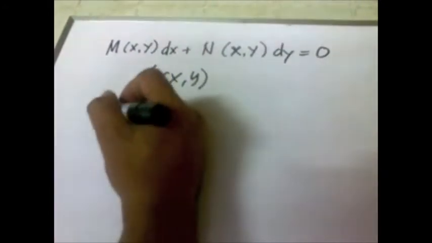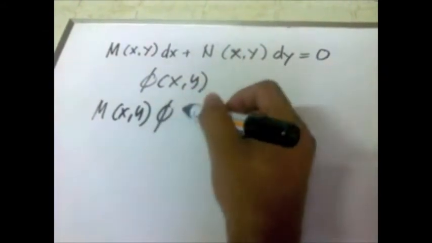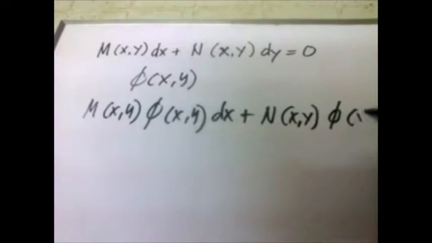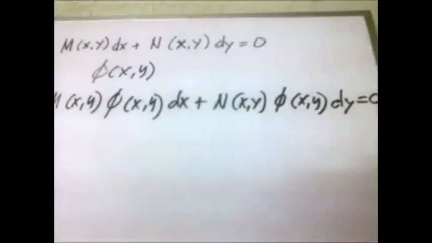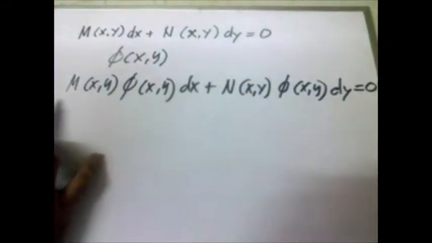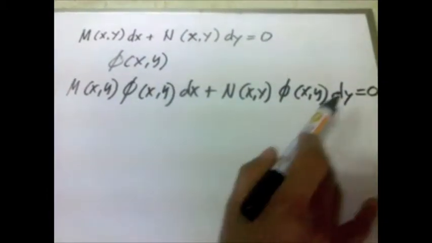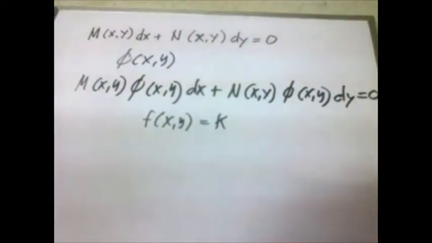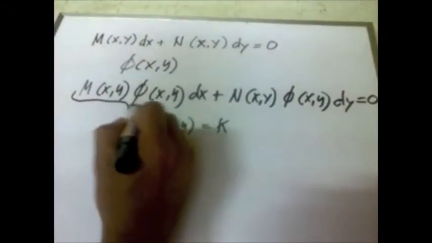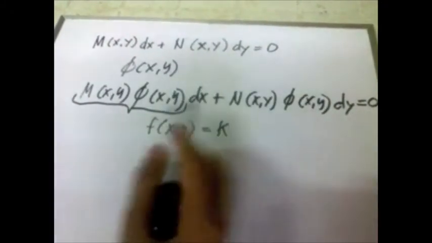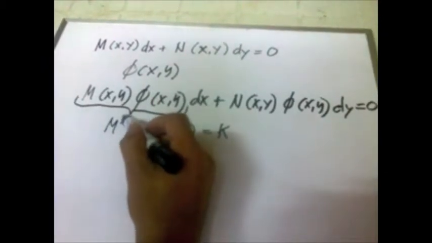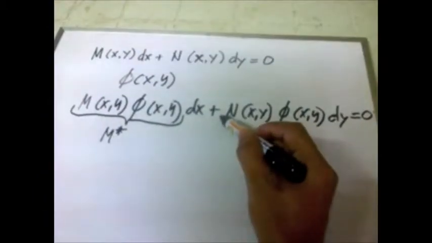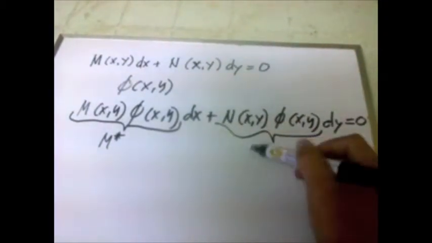So our equation now becomes M(x,y) phi(x,y) dx + N(x,y) phi(x,y) dy = 0. This exact differential equation will now lead us to the solution f(x,y) = k. Now, let's assume that this term, M(x,y) phi(x,y), is what we call M star. Then, as well as N(x,y) phi(x,y), let us assume that this is N star.